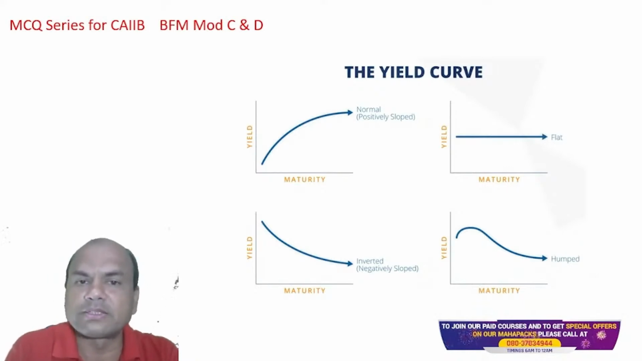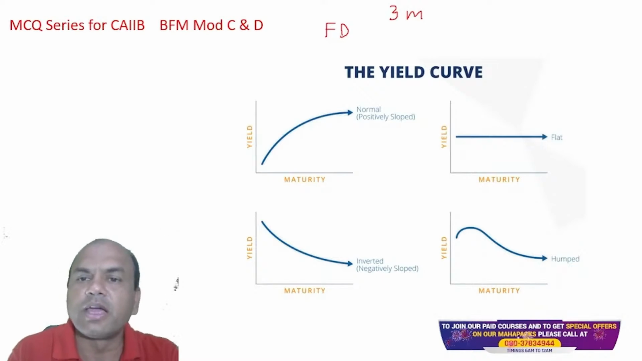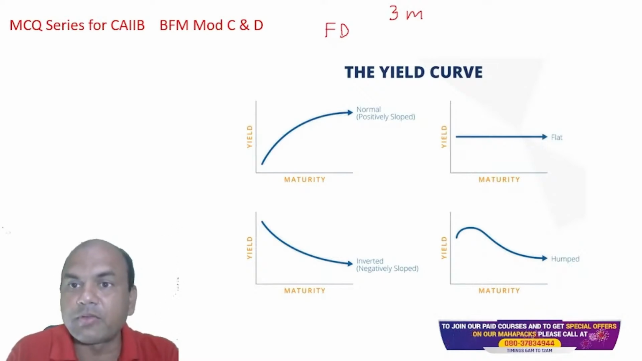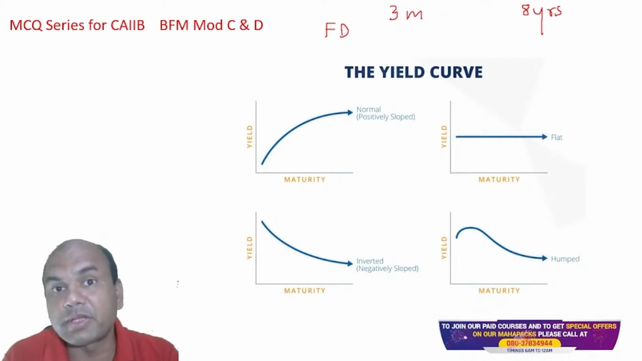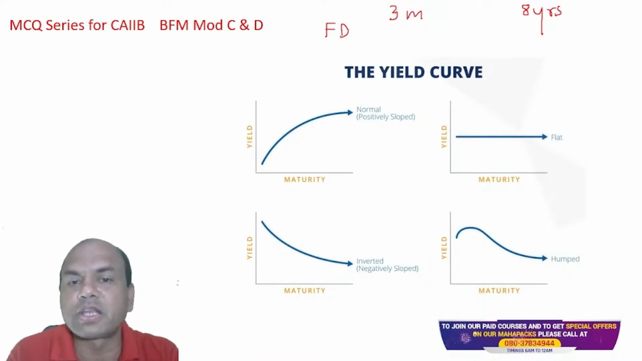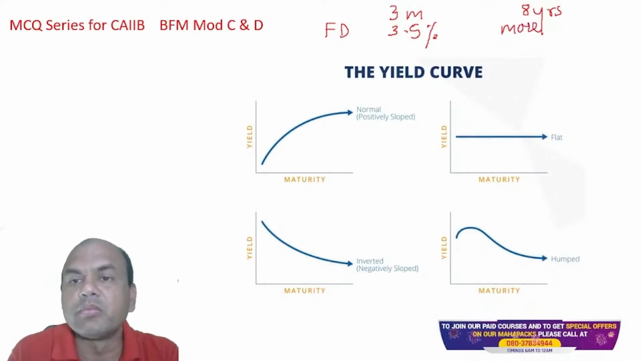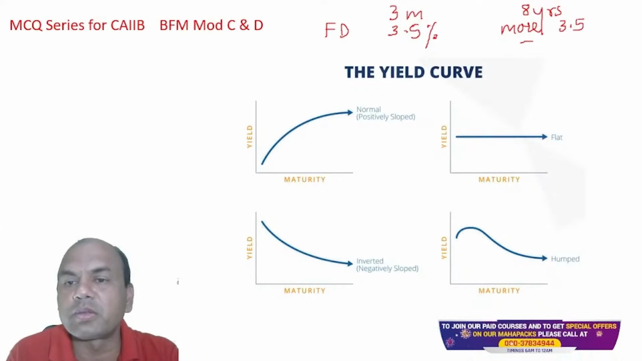Suppose you keep an FD. Let's think of FD only. You keep an FD of 3 months, and then I keep an FD, let's say for 8 years. The maximum FD available in banking is up to 10 years. So you keep the FD for 3 months and I keep the FD for 8 years. If you are getting an FD rate of interest of, let's say, 3.5%, what do you think I should get? Should it be more than 3.5, equal to 3.5, or less than 3.5?